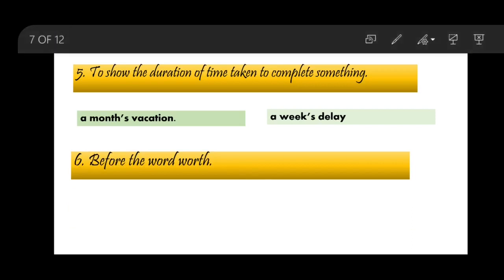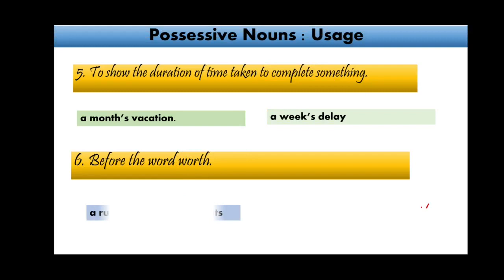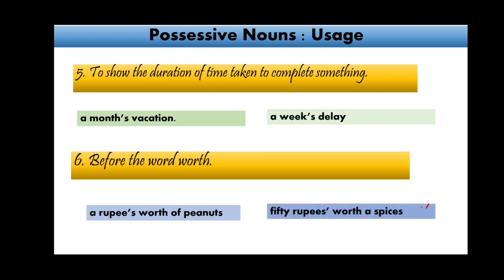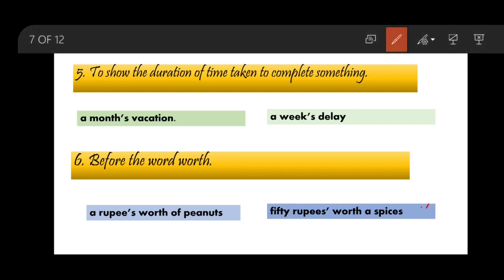Before the word worth, you need to remember, children, whenever we find the word worth, before that we are definitely going to use the possessive noun. Let's see here. A rupee's worth of peanuts. Before worth there was the word rupee, so there we are using the possessive noun. 50 rupees' worth of spices. Children, have you noticed I have used apostrophe s here and only an apostrophe here? That thing will be cleared when we are forming the possessive noun, which we will read in the next topics.